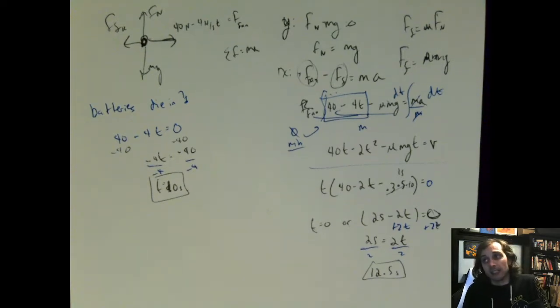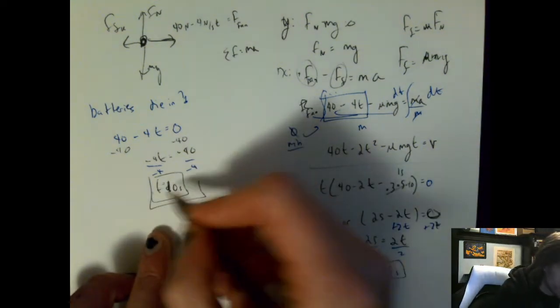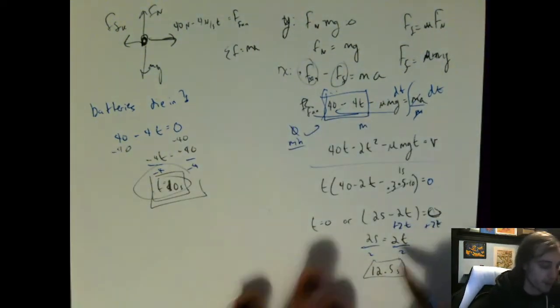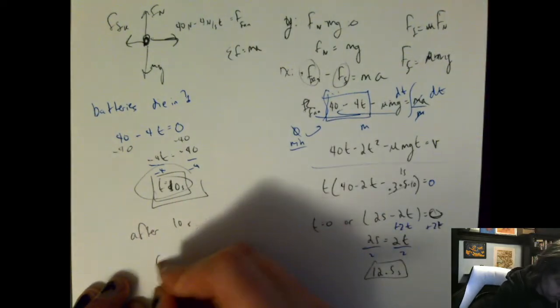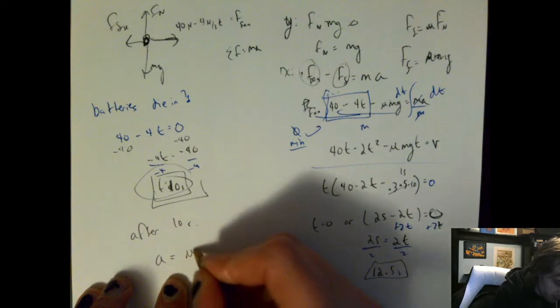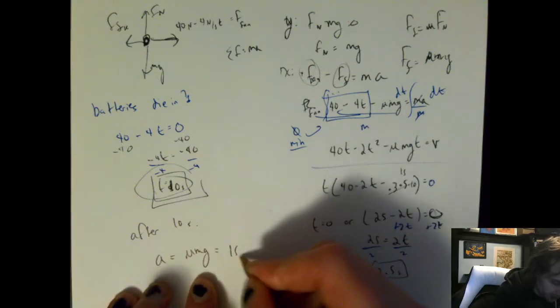What we'll get here is, and this is going to take a little longer than I had hoped, but oh well, that for the first 10 seconds, this equation holds. After 10 seconds, our acceleration is just mu mg, because there's no fan, it's just friction, which is going to be 15 newtons.